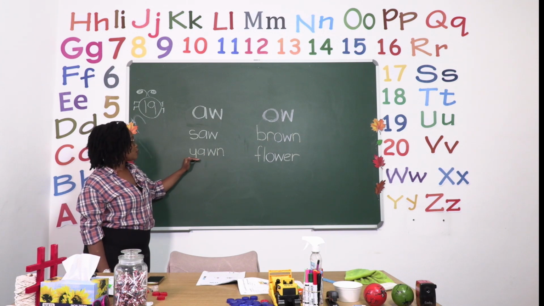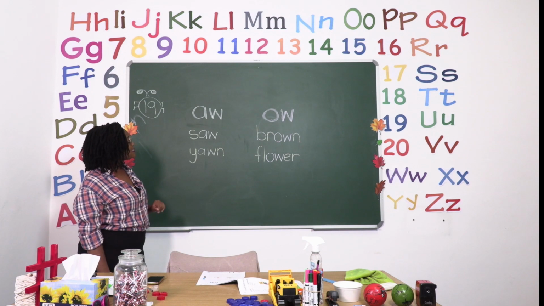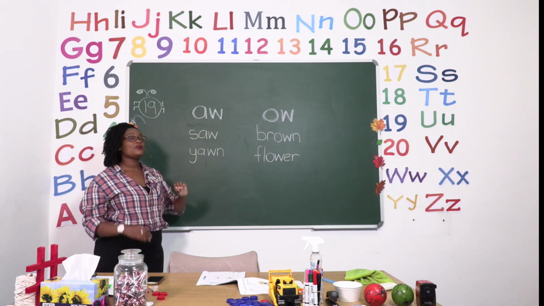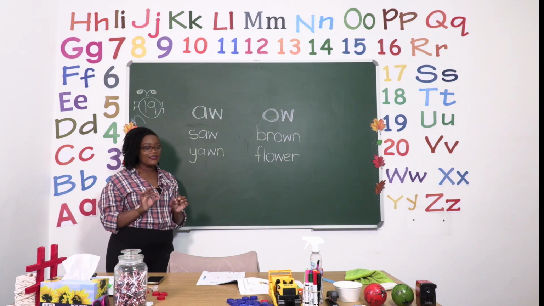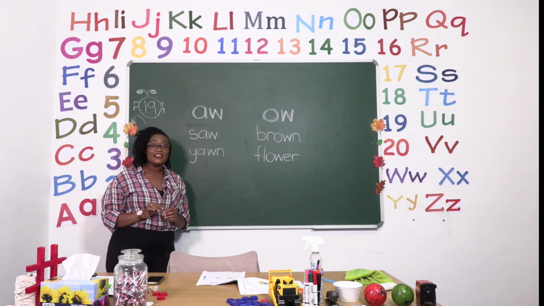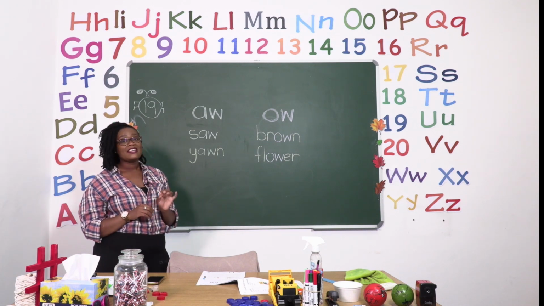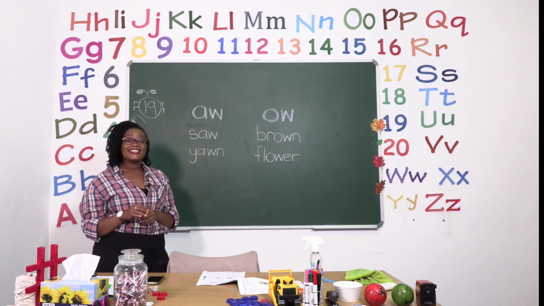Let's read it now. Yawn. Very good. So this is the O sound in words. You are going to look for words that have the O sound in the last box. And then you're going to make a sentence with the words that you have found. Make sure that when you're doing your sentence, it starts with a capital letter and ends with a full stop.